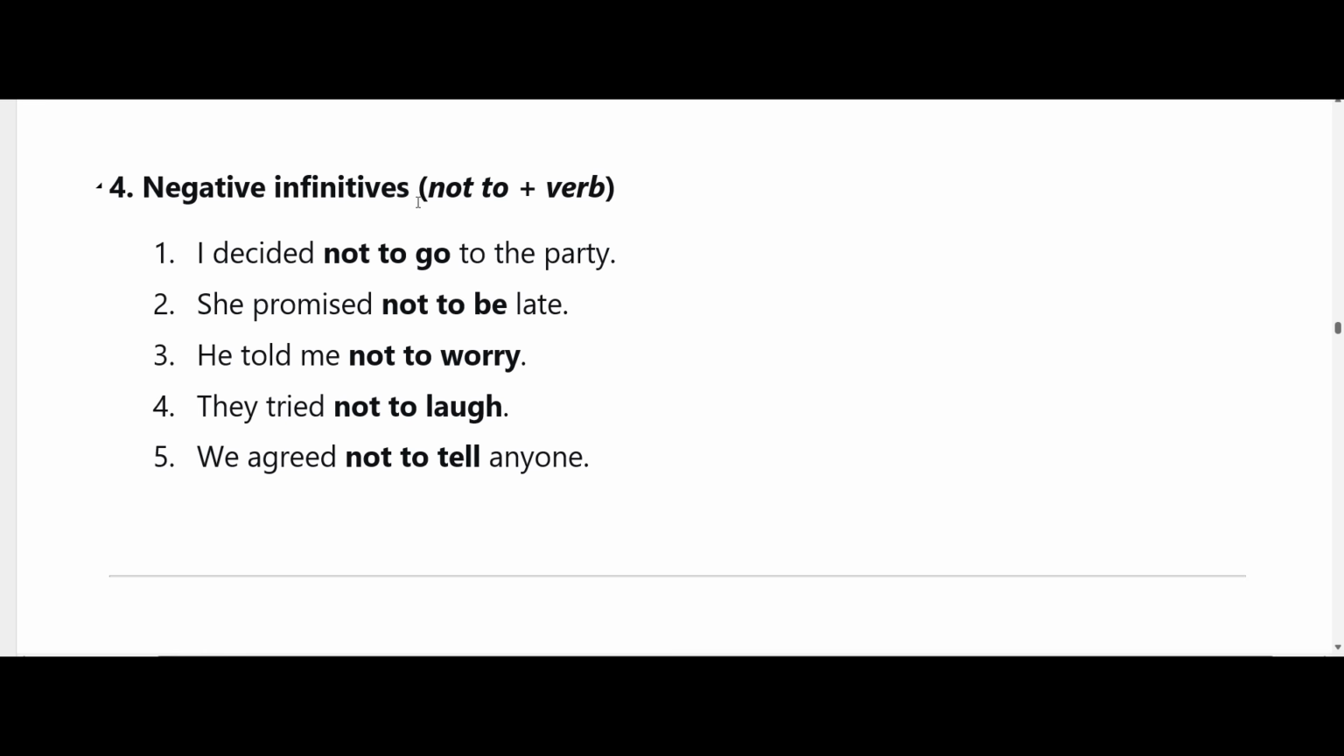Negative infinitives. It's important: not to plus verb. I decided not to go to the party. She promised not to be late. He told me not to worry. They tried not to laugh. We agreed not to tell anyone.